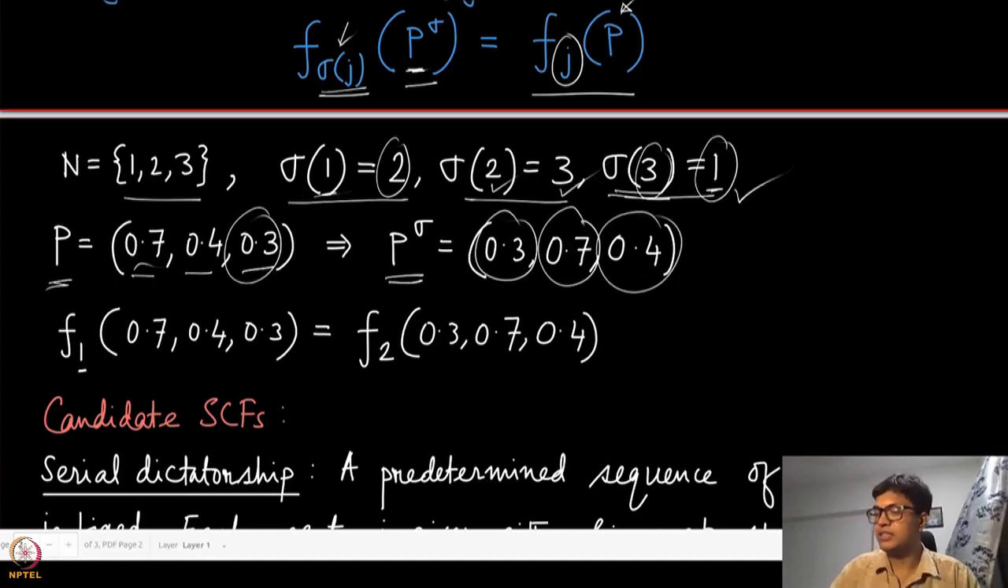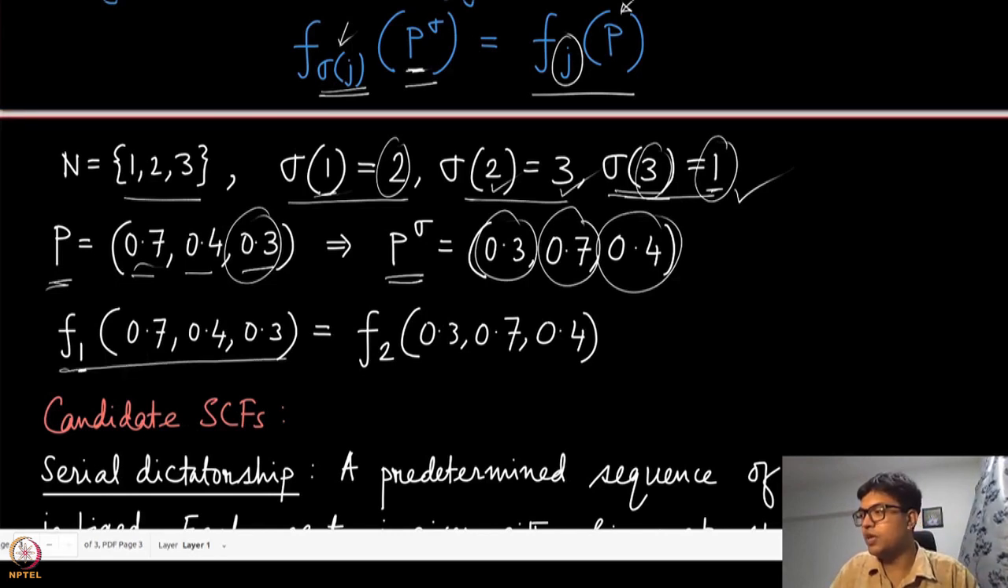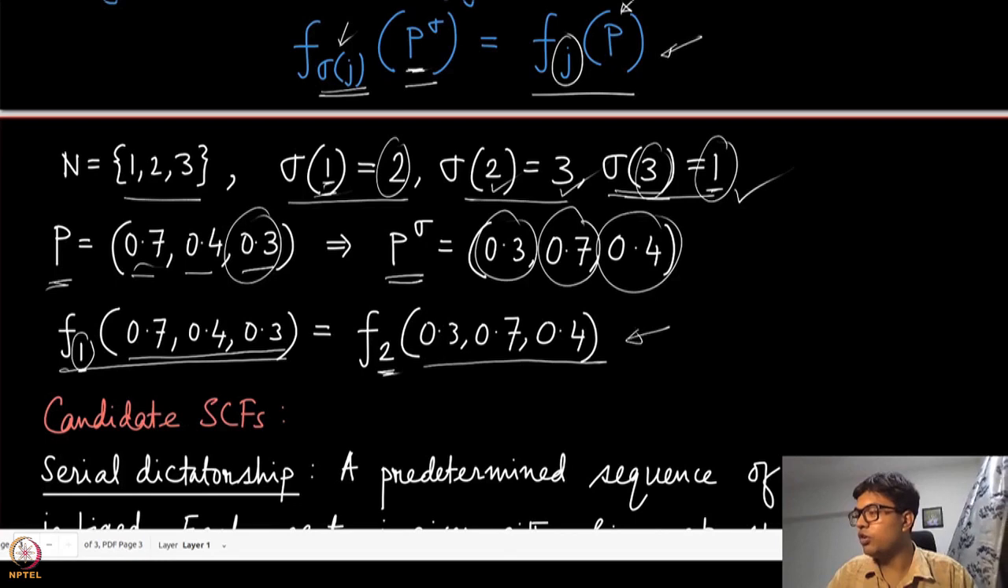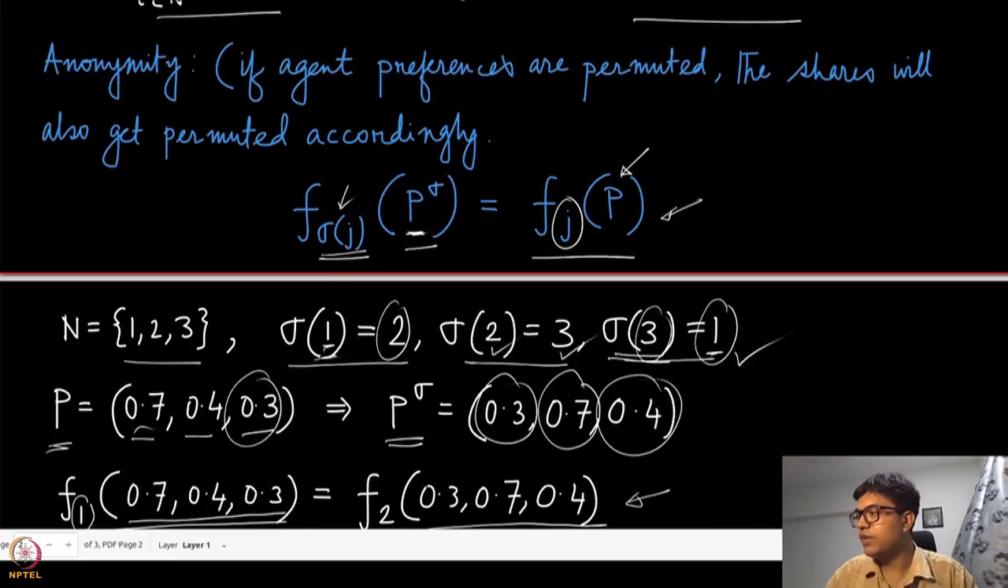Then what anonymity means is that if you look at the original game, here we have written the right hand side first and the left hand side on the other side. So if you look at player 1 in the original preference profile, that should be equal to the permuted one. So 1 gets permuted into 2 and the corresponding permuted profile. And this should hold for all J. In fact, this is not all. We can write this down for all these agents. So F2 of the original preference profile will be F3 of the permuted profile. F3 of the original profile would be equal to F1 of the permuted profile. So we can write it accordingly. So this equality should hold for all J in N.